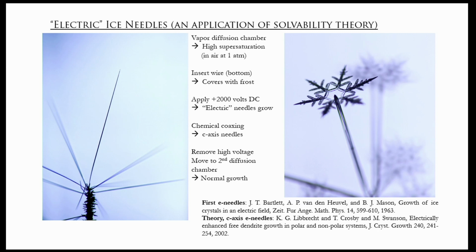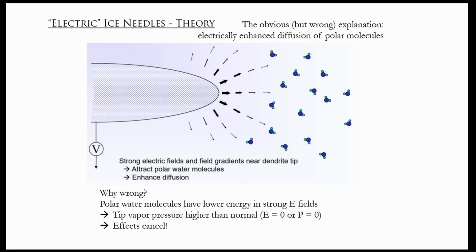We can, with a little coaxing, get C-axis needles. And then we just remove the high voltage, move it to a second chamber, and then we get normal growth on the needle. Okay, and these were first discovered in 1963, and then we figured out some of the theory behind this, because solvability theory didn't exist in 1963, but it did when we started doing this. So we applied it, and we figured out how to make C-axis needles as well. So the theory is kind of fun and not obvious.